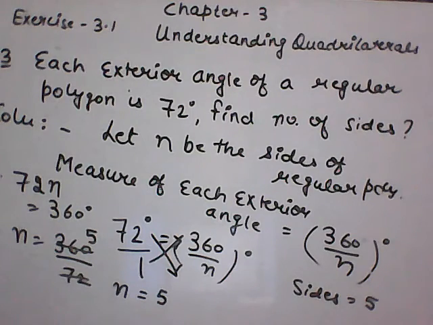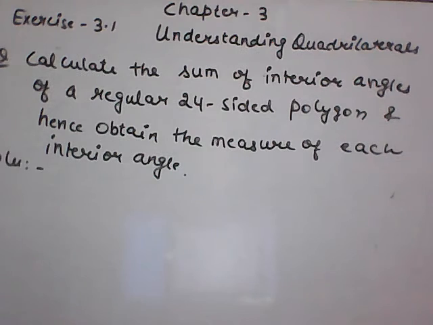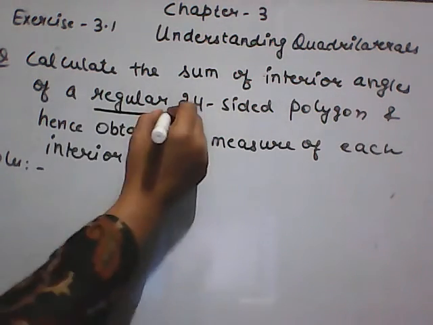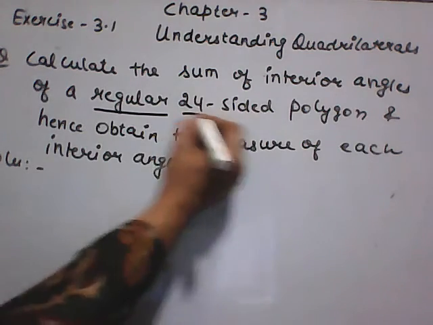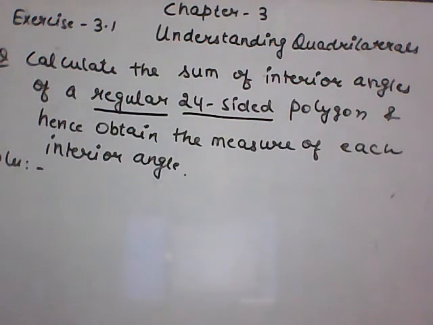Let's move to the next question. In this question, you have to calculate the sum of interior angles of a regular 24-sided polygon. Here, regular means all sides and all angles are equal. 24-sided means the number of sides in this regular polygon is 24.